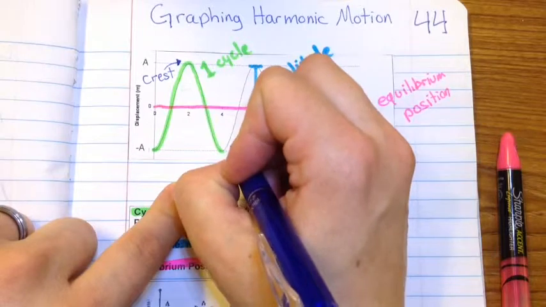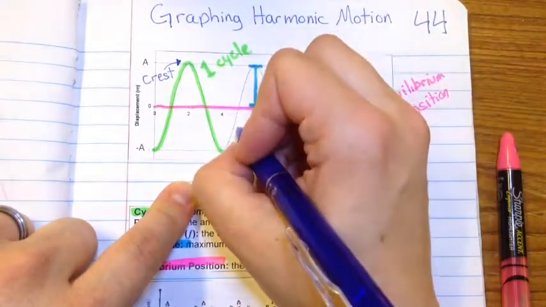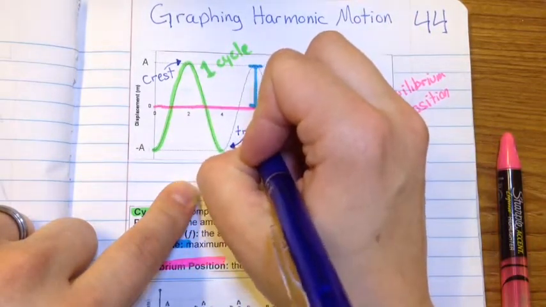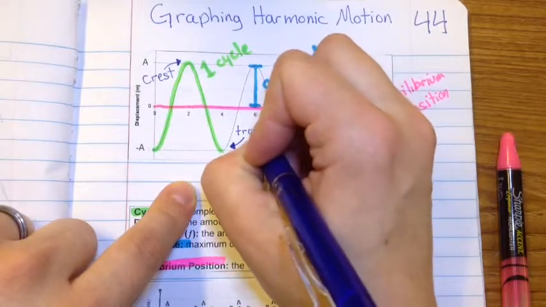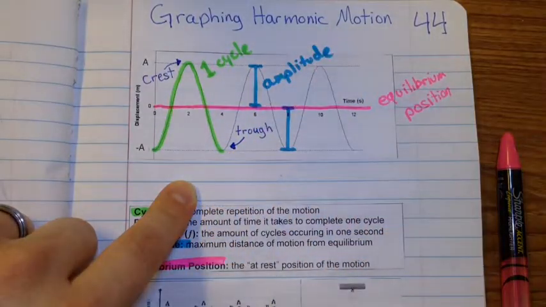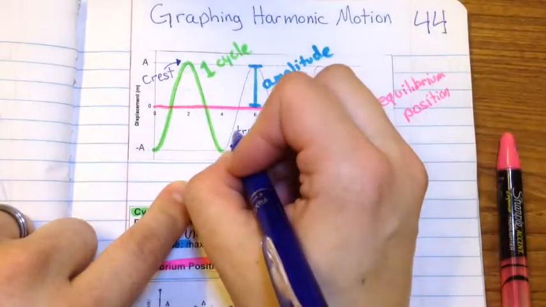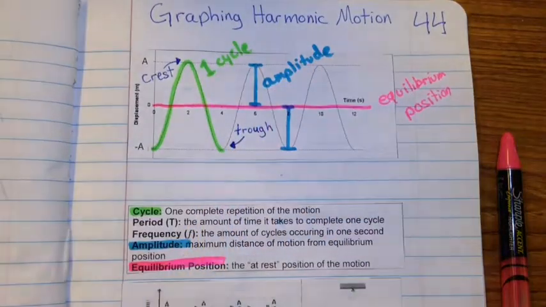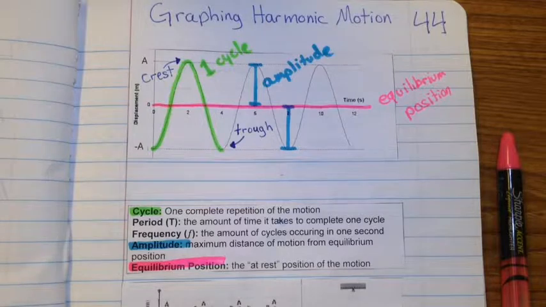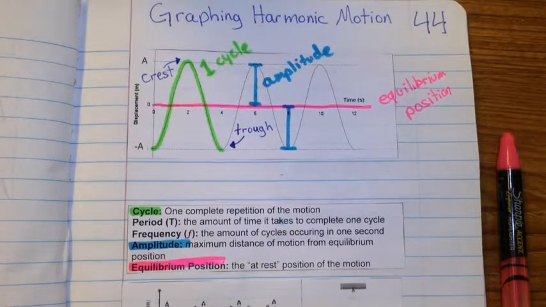Similarly, we have a name for the very, very bottom. The lowest point is called the trough. T-R-O-U-G-H. Okay, that G-H makes an F sound. Trough. So crest and trough. Cycle, amplitude, and equilibrium position. Those are the key words I'm going to use again and again for us to describe harmonic motion and understand graphing it.